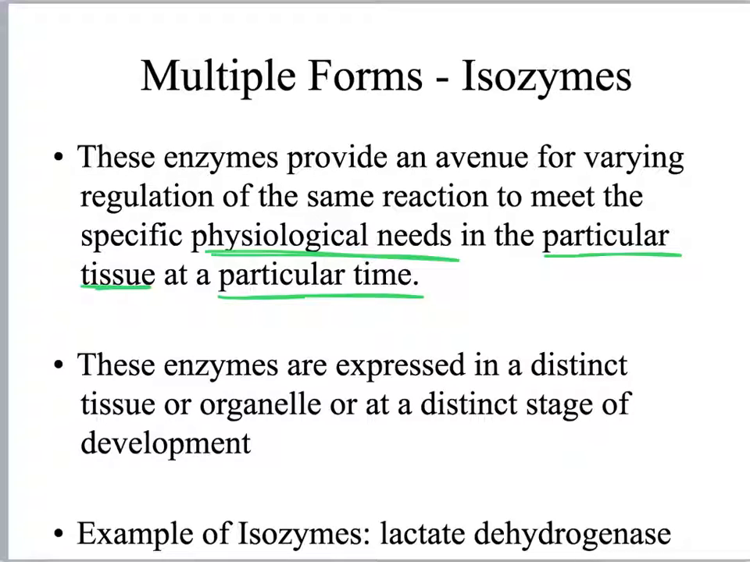So here, multiple forms are present, and the different forms that are present may have slightly different functions. And this is based on the idea that different tissues have different needs at different times. So these enzymes are expressed in a distinct tissue or organelle. So the expression occurs in a distinct tissue or organelle at a distinct stage in development. And an example of isozymes would be something like lactate dehydrogenase. So depending on where you are in development, you might have a different form of this present to meet the needs at that time by that tissue.